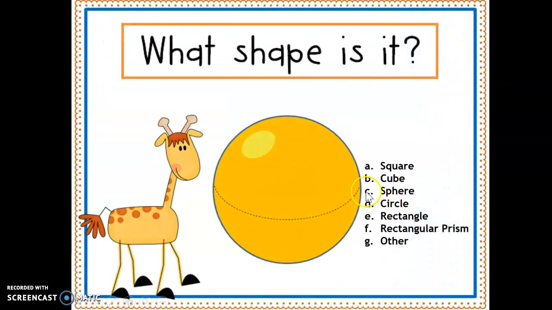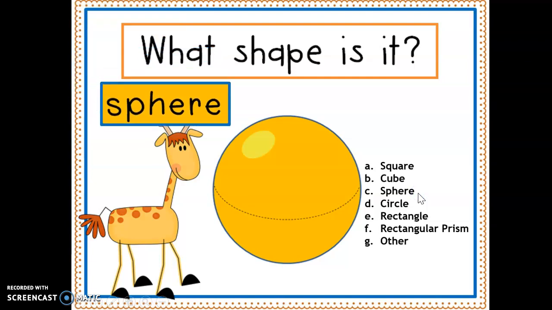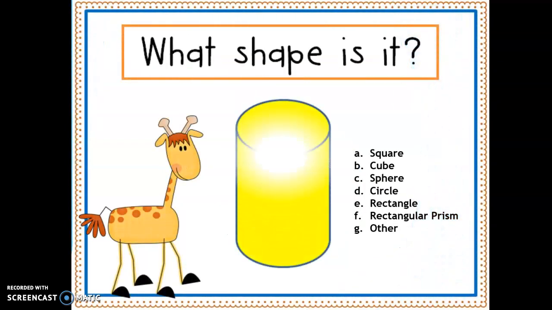What shape is this? Notice we have this dotted line which stands for dimension, so we know that it's three-dimensional. This one, if you said C, sphere, you are correct, like a ball or marbles.